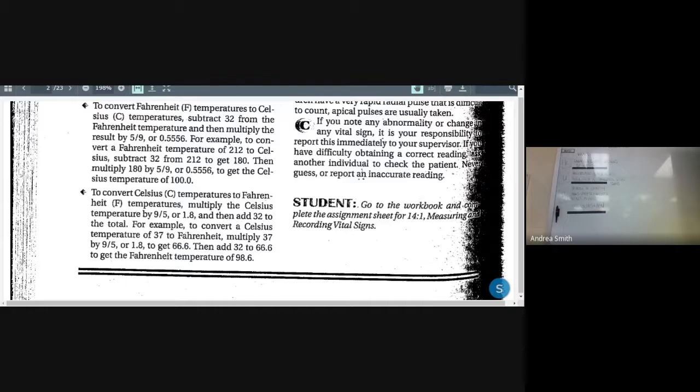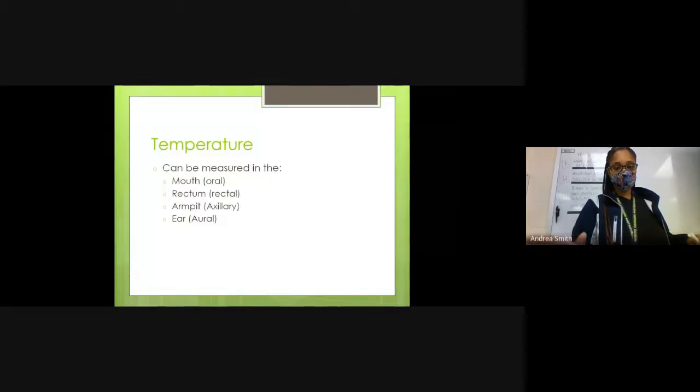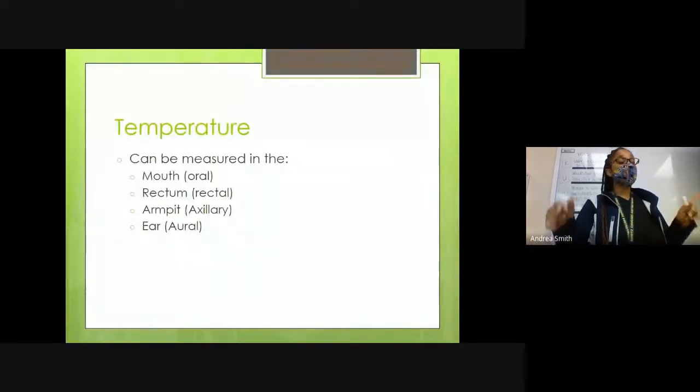On page 350, it's going to tell you how to convert Fahrenheit to Celsius and Celsius to Fahrenheit. But we'll go back to that in a minute.